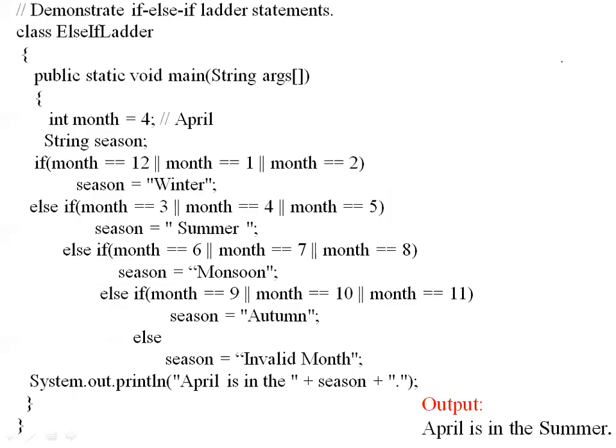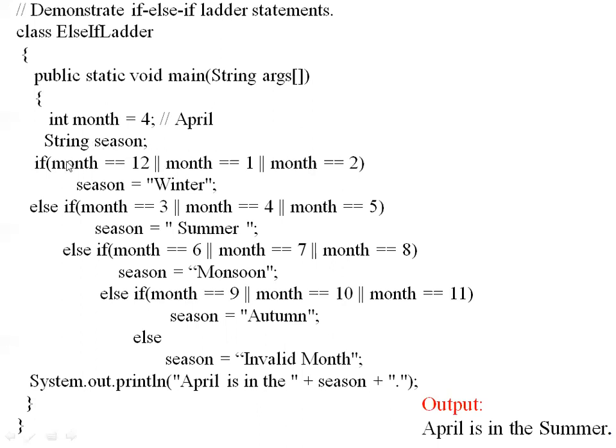A simple example program we will see here. I have directly included the program, with the class name ElseIfLadder. Inside main, I'm declaring a variable month and assigning the value 4. Then I have a variable called season, which is of type String. I want to find out which season this month, April, belongs to. We have 4 seasons like winter, summer, monsoon, and autumn. Or you can split the rainy season into two parts of three months each, monsoon and autumn.